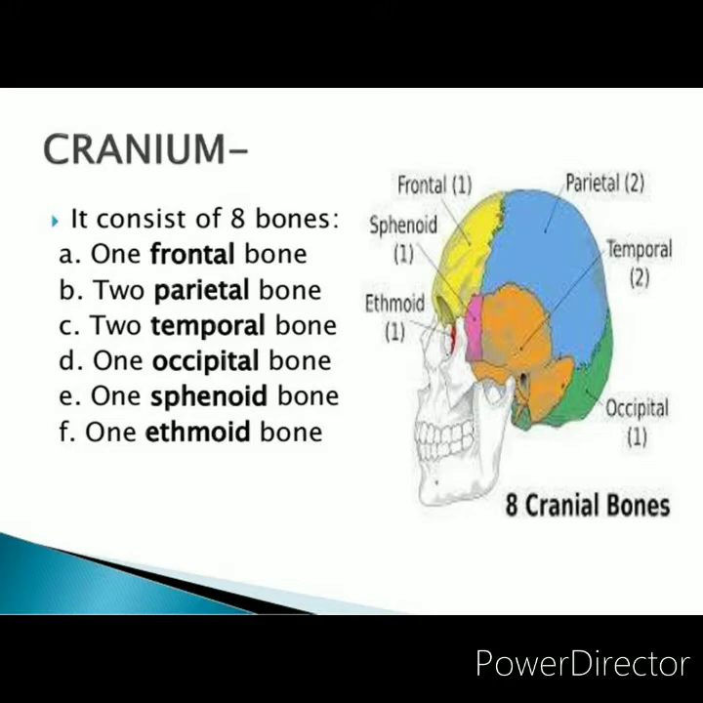The next is two temporal bones. You can find them below the parietal bone and just above the ear, one on each side, left and right. In the pictures you can see the brownish color region, that is the temporal bone, for your better understanding. Next is one occipital bone. We have only one, the greenish color region in the pictures. You can find it at the back of our skull, just above the neck and just below the parietal bone.